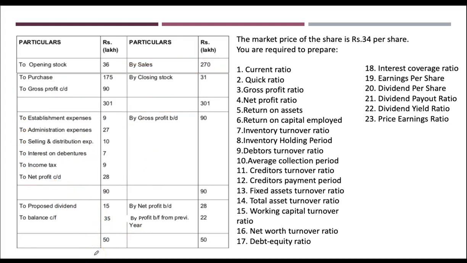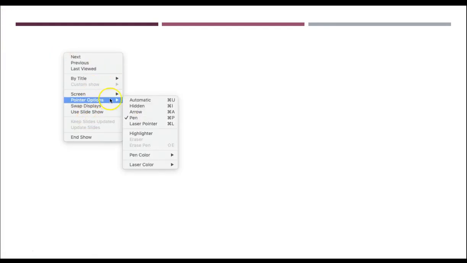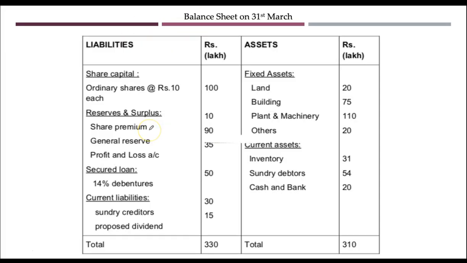Alright, so now let's talk about the ratios. The first one is the current ratio. You must remember that it is equal to current assets divided by current liabilities. Very simple, because the current assets are provided to be what? 31 plus 54 plus 20, which is equal to 105.